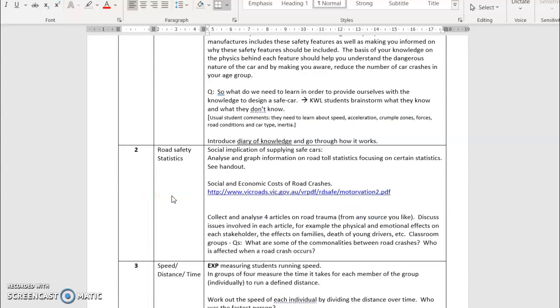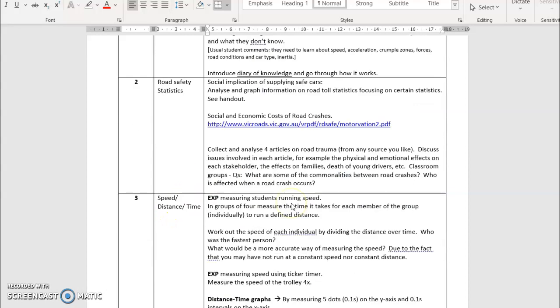I wanted to also set the context of the importance of understanding physics and forces, because they're going to be the new drivers on the road. Some of them have their learner's license or are about to get them. So obviously trying to connect the overall unit to authenticity for a 15, 16-year-old.